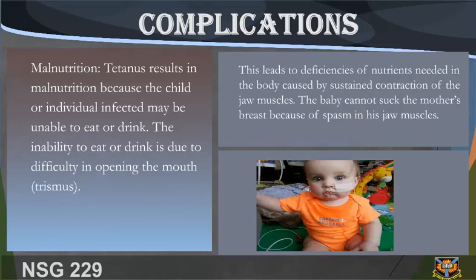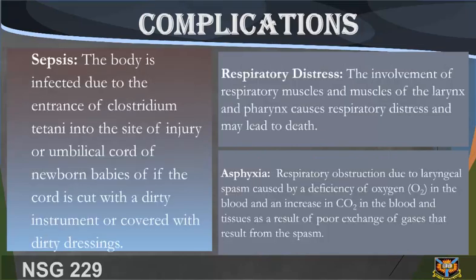Complications. Malnutrition. Tetanus results in malnutrition because the child or individual infected may be unable to eat or drink. The inability to eat or drink is due to difficulty in opening the mouth, trismus. This leads to deficiencies of nutrients needed in the body, caused by sustained contraction of the jaw muscles. The baby cannot suck the mother's breast because of spasm in the jaw muscles.